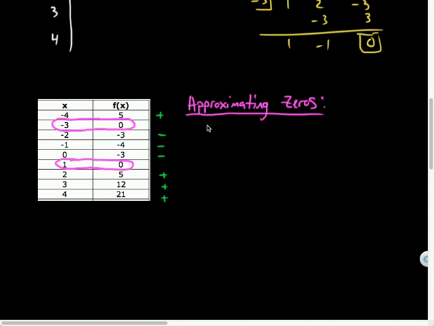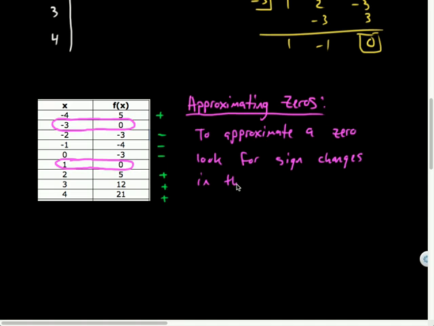So zeros occur. Let's see, how do I want to word this? To approximate a zero, look for sign changes in the y coordinates.